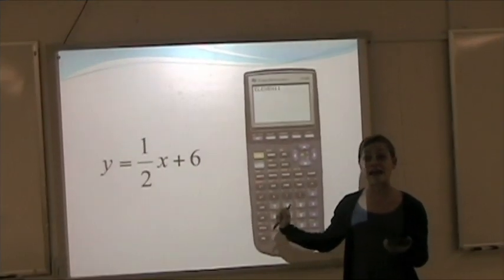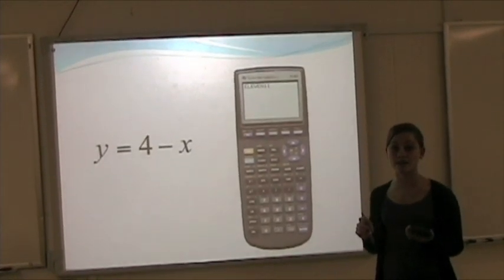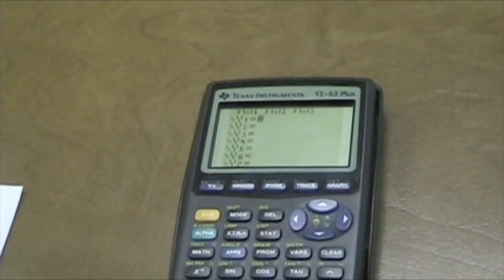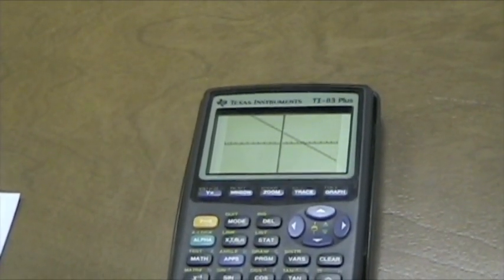And finally, our last equation will be y equals 4 minus x. Our last equation, we're going to clear the second one, is 4 minus x. And again, we'll graph it and we can view our line.